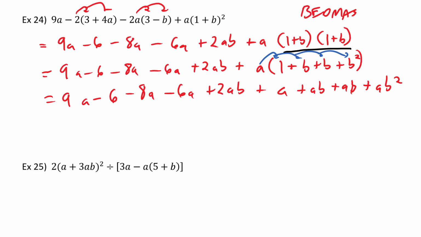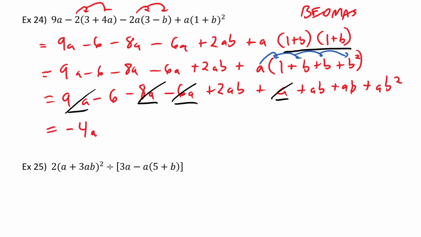Let's now collect like terms. I have a, 4 terms. 9 minus 8 is 1, minus 6 is minus 5, plus 1 is minus 4. We'll cross those off.